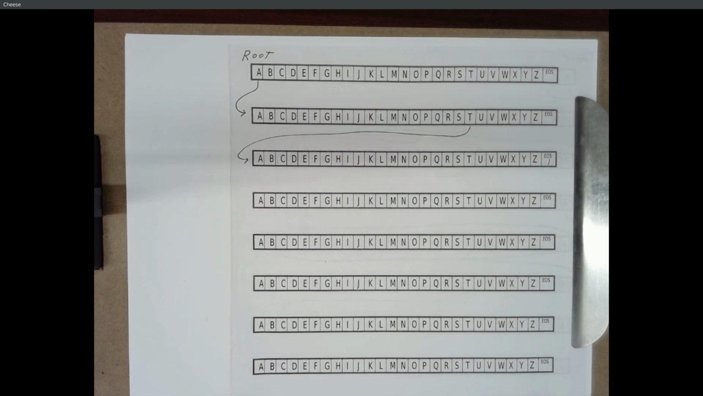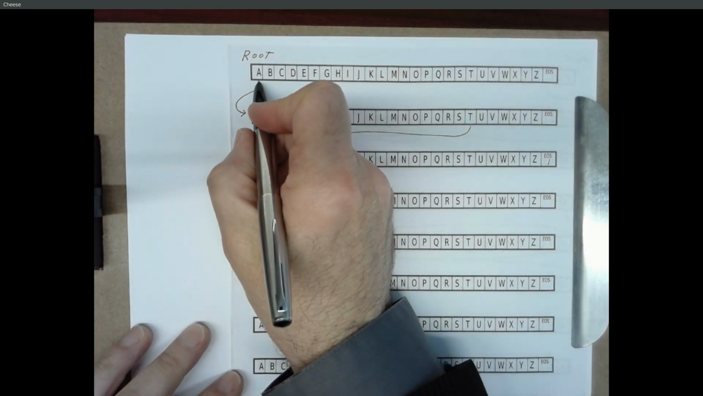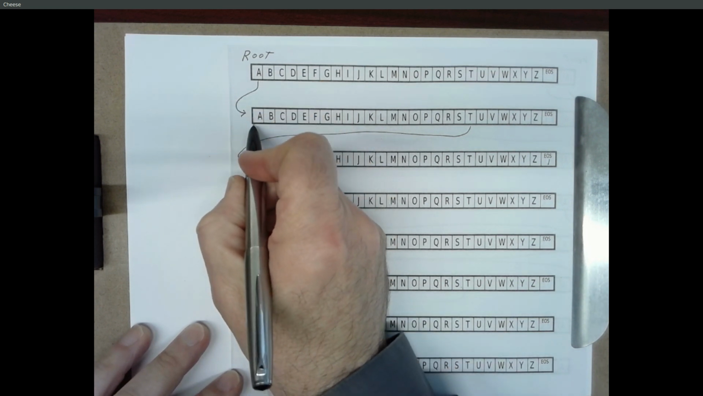Okay, let's store the word AB. And I'll do this one with you too, and then you're on your own, but I'll walk around with you. So AB, first letter is A. Again, start at the root. There's the letter A. It's already pointing somewhere, so we don't create a new node. We just follow that down to this node.